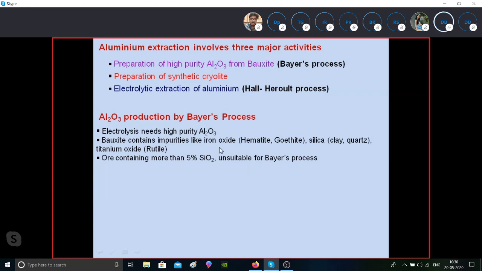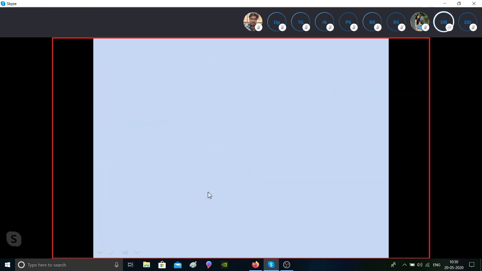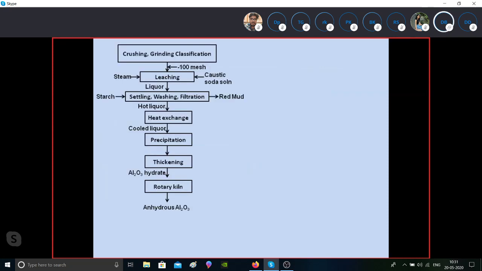We need to understand the production of Al2O3 by the Bayer process. I am going to talk in a little detail about how we approach the extraction part. So this is the overall flow sheet. If you look at the flow sheet, except crushing, grinding and classification, practically no other conventional beneficiation step is involved. The rest is completely different. So let us go one by one.